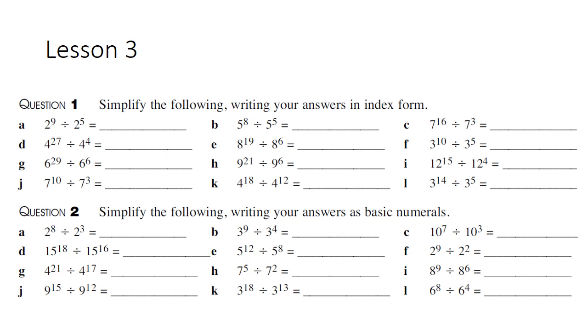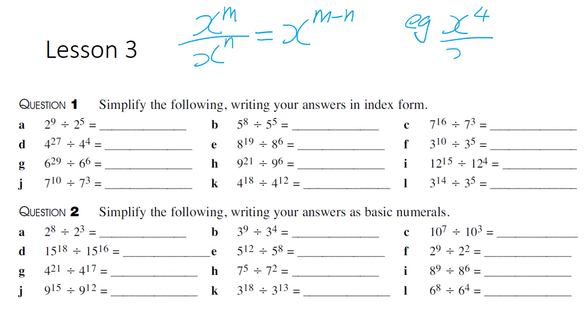Alright, so what is the key for lesson 3? We have learned another index law, which is called the division index law or the second index law. What it is saying is if I've got x to the power of m divided by x to the power of n, it is the same as x to the power of m minus n. For example, if I've got x to the power of 4 divided by x to the power of 2, it is the same as x to the power of 4 take 2, which equals x squared. Okay? So now you know that, we can easily go into the questions.